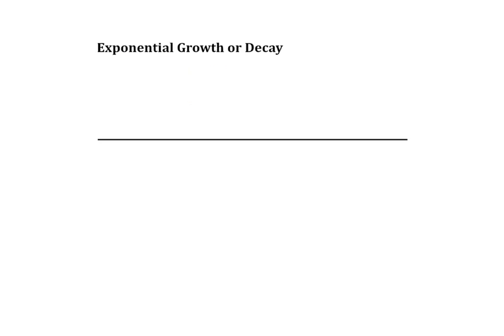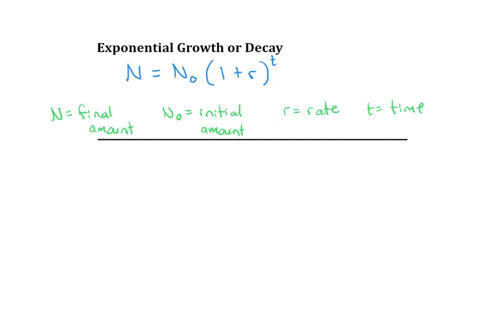Okay, so now we're going to look at something very similar, exponential growth or decay. But instead of investing money and compounding a certain number of times in the year, it's just like a population's exponential growth or exponential decay.